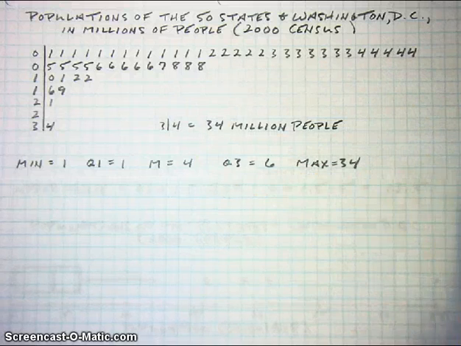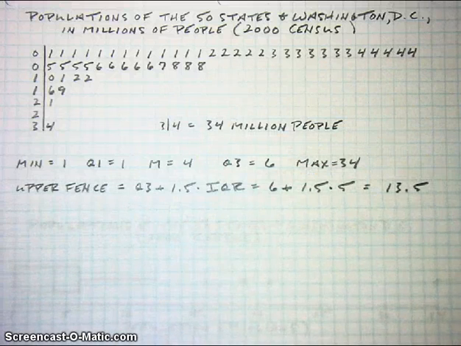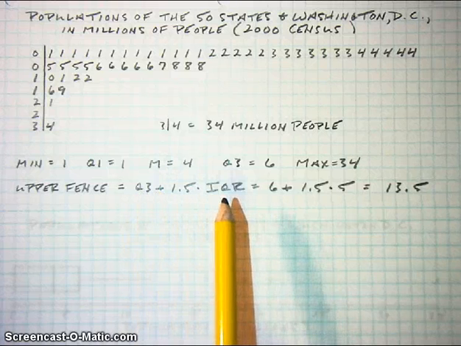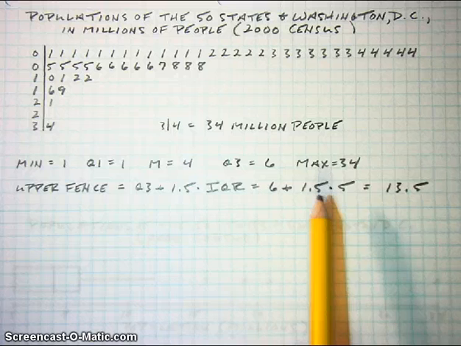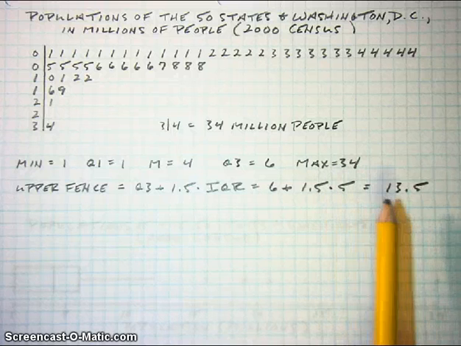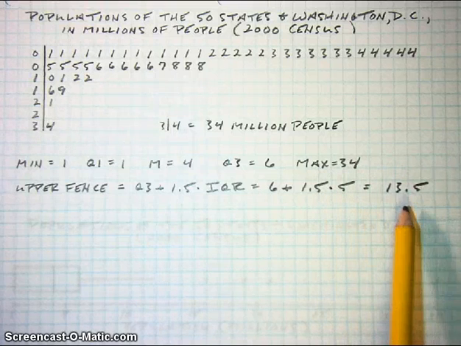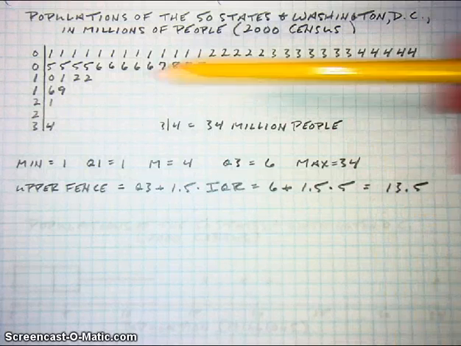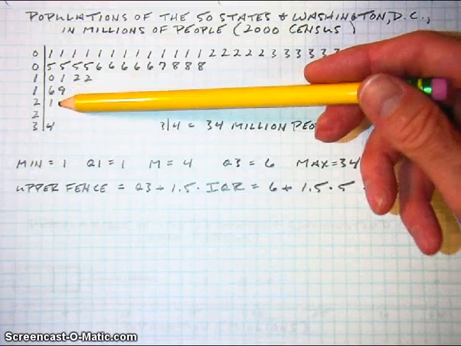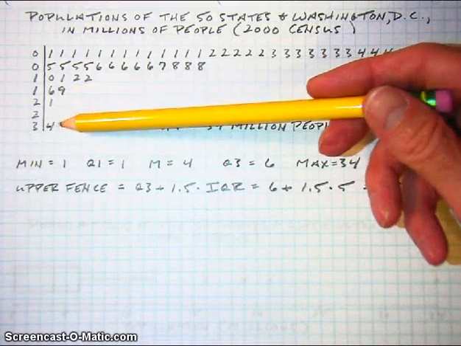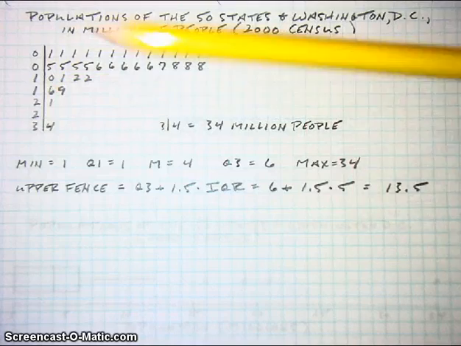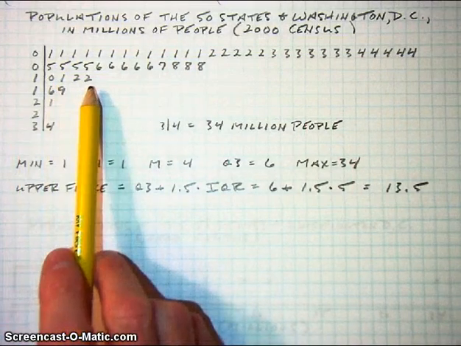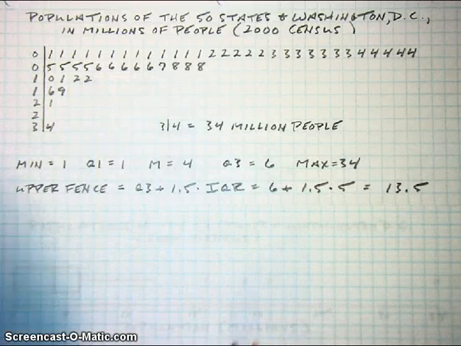But on the high end, there's a possibility that we have some outliers. The upper fence in this case, Q3 plus 1.5 times the IQR, is 6 plus 1.5 times 5. And that's 13.5. And so any value that's above 13.5 is going to be an outlier. And we have 4 of them in this data set. We have 16, 19, 21, and 34. California, Texas, New York, and Florida. The highest value in the data set that is not an outlier is 12 million.